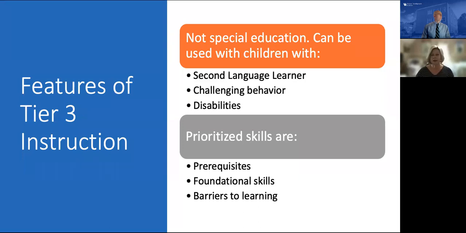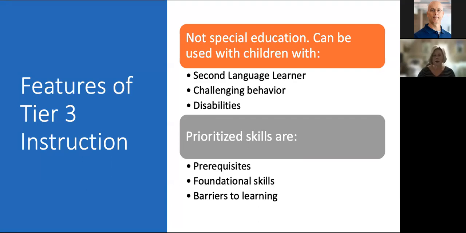So the next tier that we're going to talk about is Tier 3, and the features of Tier 3 instruction. First of all, this is not special education. Sometimes people tend to think that when we're talking about really intensive instruction, we're talking about instruction we do only for children with disabilities. That's not what I'm talking about. It can be used with any child. In addition to children with disabilities, it could be used with a child who's an English language learner, who's just come into the classroom and is having difficulty understanding the demands of the classroom. It can be used for a child who has challenging behavior as well.